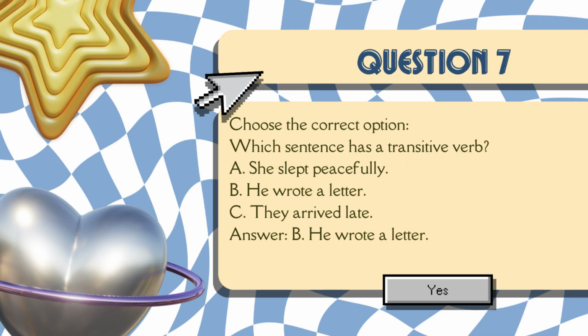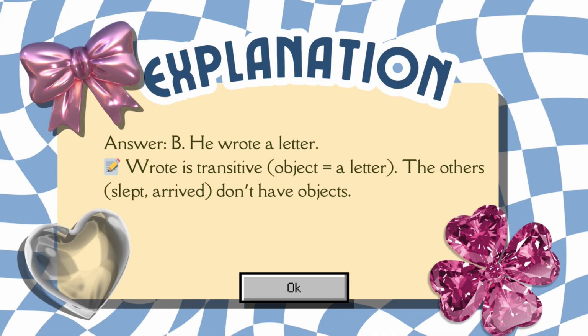Question 7. Choose the correct option. Which sentence has a transitive verb? A, she slept peacefully. B, he wrote a letter. C, they arrived late. Answer, B, he wrote a letter. Explanation: wrote is transitive and the object is a letter. The others, like slept and arrived, don't have objects.